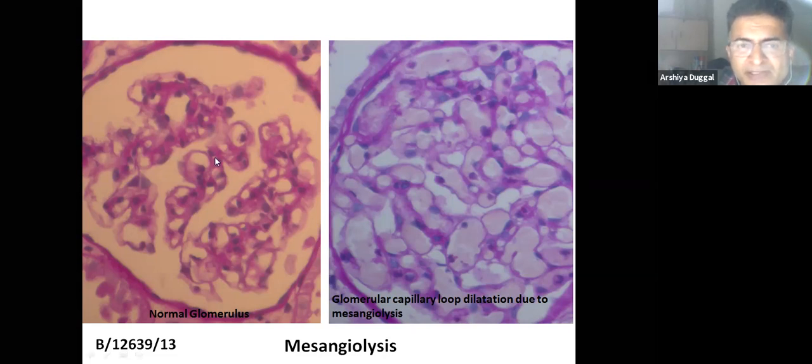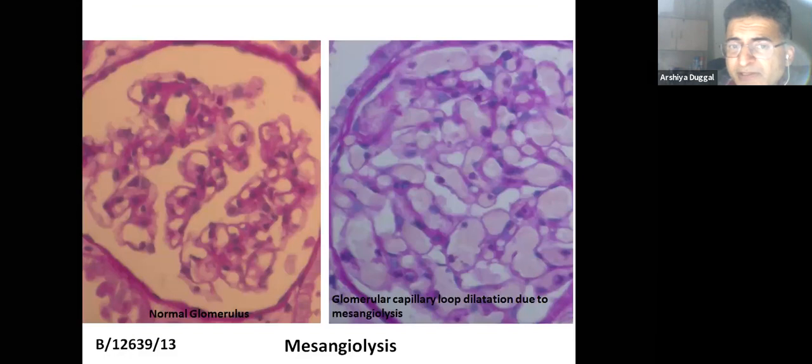So just for comparison, you can see this glomerulus here, which is showing capillary loops. There is mesangium, supporting mesangium. But when the mesangium is gone, that means there is mesangiolysis. So mesangium is like a supporting medium which supports all the glomerular capillary loops. The moment there is mesangiolysis, there is just destruction of the mesangium, all the capillary loops will get dilated and they will appear congested. So there is no mesangium. That is why all the capillary loops are dilated. There is no supporting medium. So presence of mesangiolysis also suggests there is acute thrombotic microangiopathy.